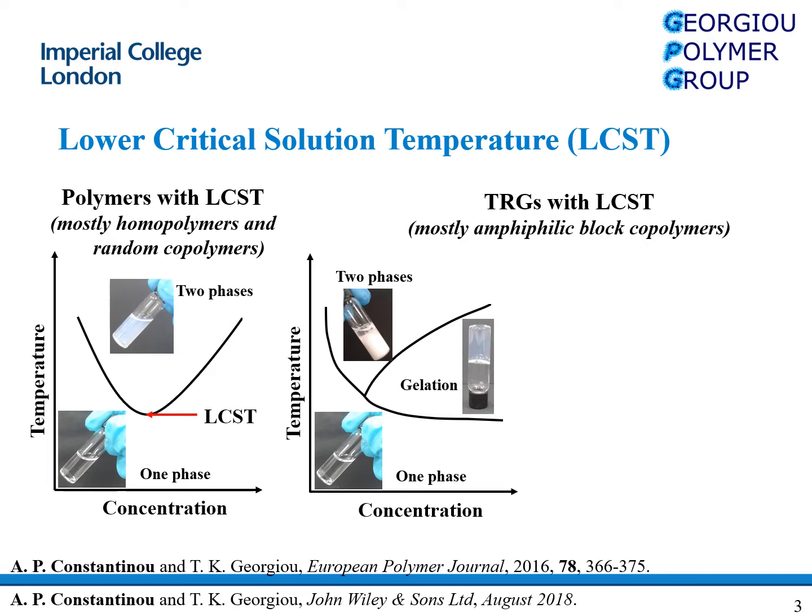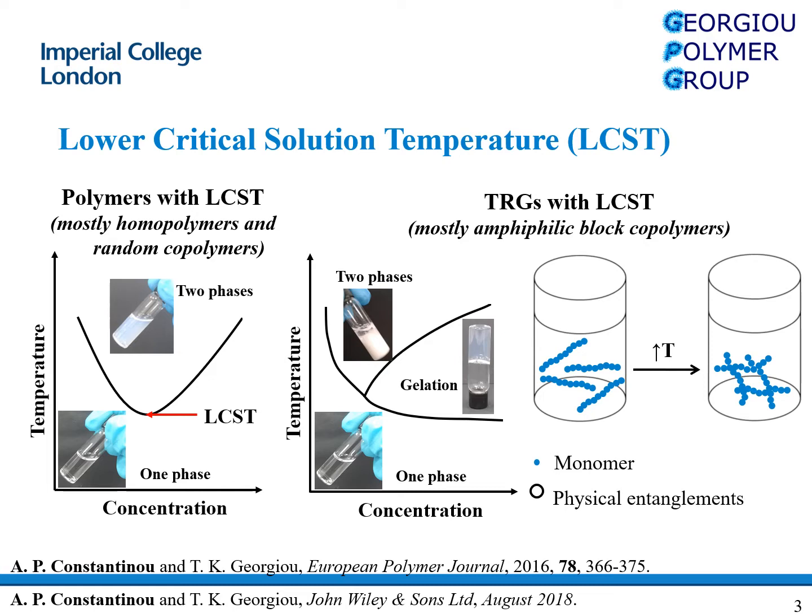Under the appropriate conditions, it can form a gel. So a gel is when you invert the tube, the sample does not flow, and this area here that is formed is called the gelation area. So it's all the temperature and concentration values at which a stable gel is formed.